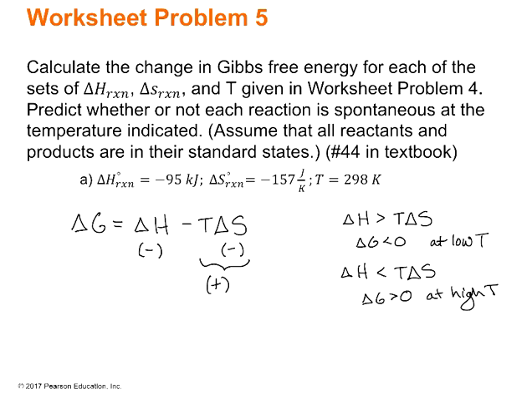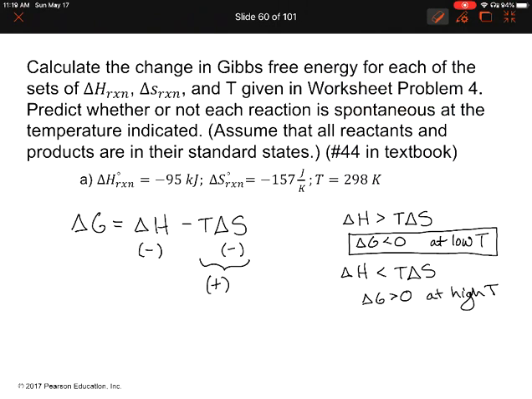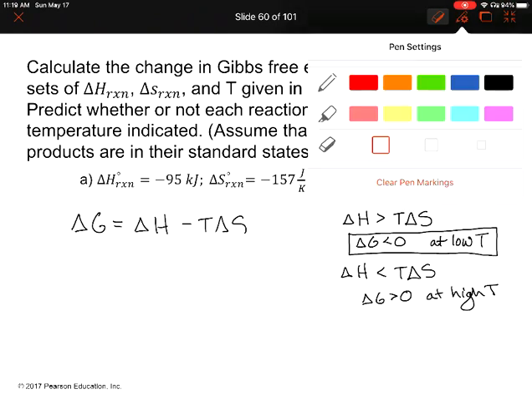All right, so our prediction here is that the reaction will be spontaneous, or delta G will be negative at low temperatures. And 298 Kelvin is pretty low. Again, it's around room temperature. But let's just make sure that that is the case. So I'm going to make some room here so we can do our calculation.